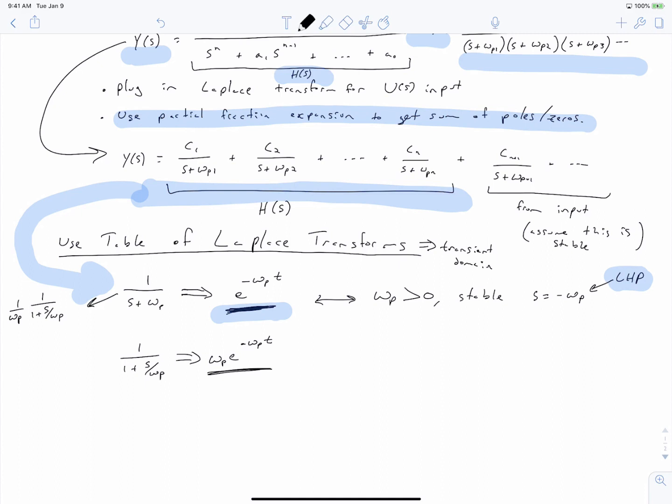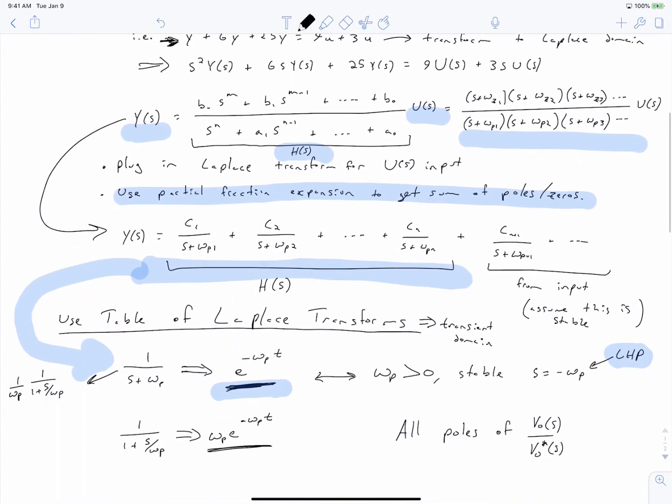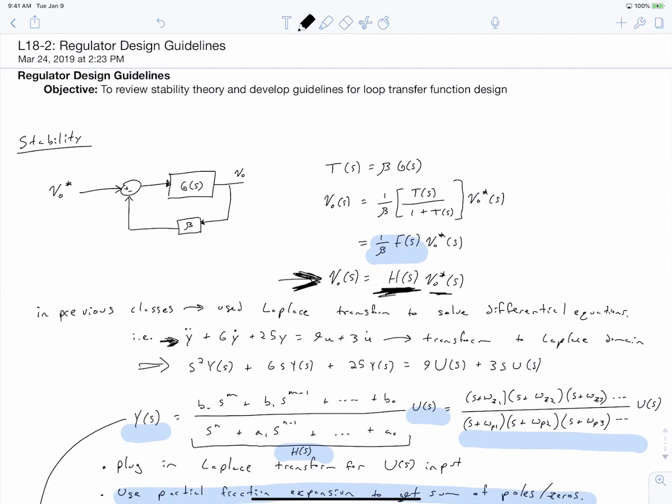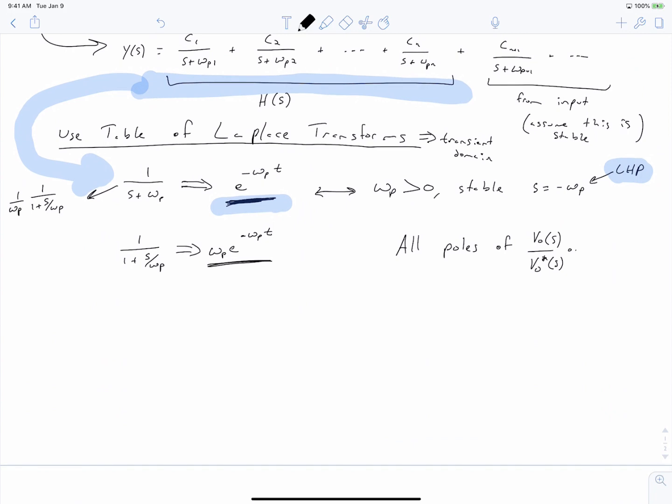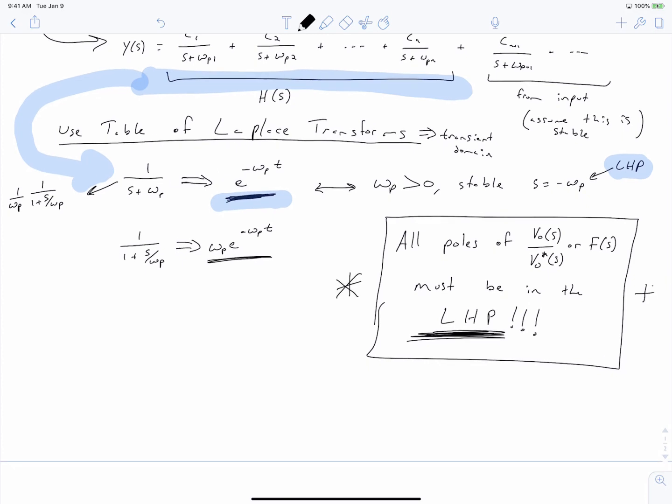So if we write our underlying conclusion here, it's that all poles of V out of S divided by V zero star of S, so all poles of H of S, and since H of S is equal to 1 over beta times F of S, we can say the same thing is true of F of S, or F of S must be in the left half plane. This is the takeaway message. And the fundamental understanding I want you to take away from stability theory.